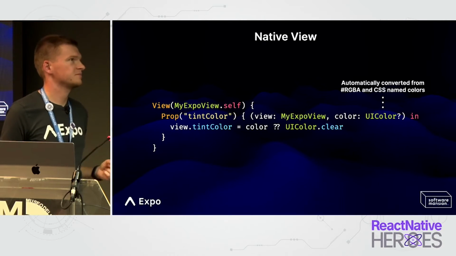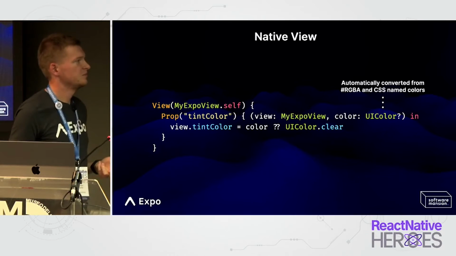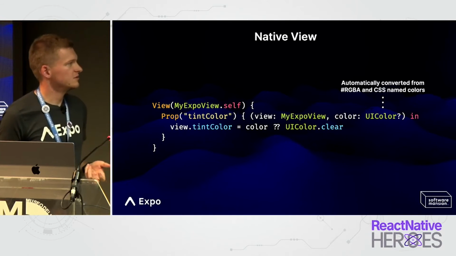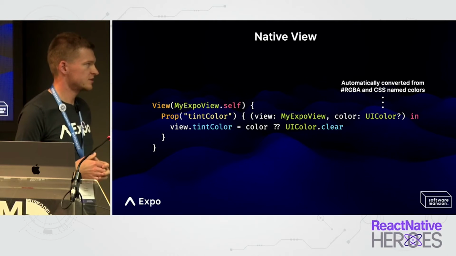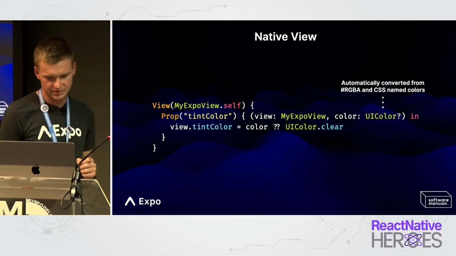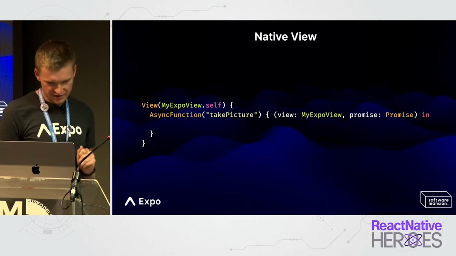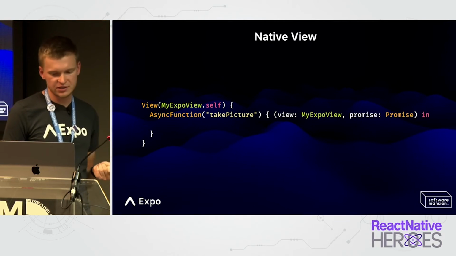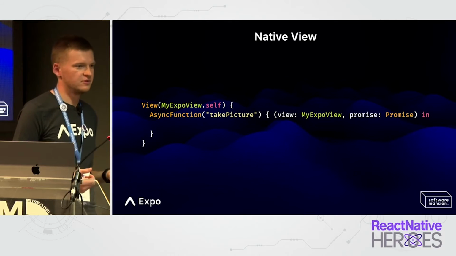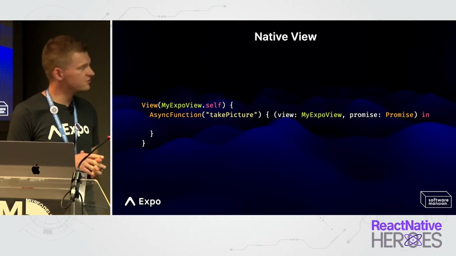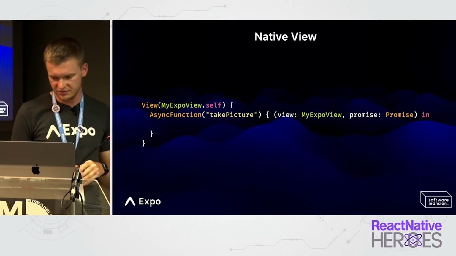So whenever your user of your library passes some RGBA, hex string, or CSS named colors, it will be automatically converted to the platform-specific type, such as UIColor. However, the React component is not just props. Sometimes we need to call a function on the ref, on the component. With Expo Modules, you can do that by just adding a native function inside of the definition.